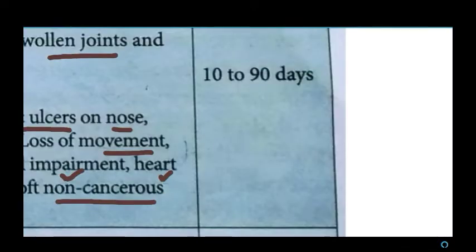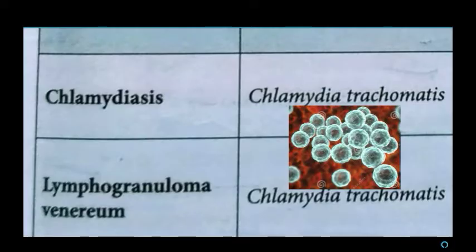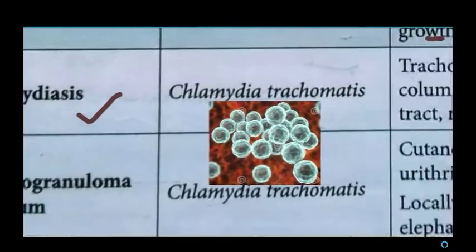Here the incubation period is about 10 to 90 days. So in order to create symptoms in different stages, it takes about 10 to 90 days. So next we are going to see about chlamydiasis. The causative agent for chlamydiasis is Chlamydia trachomatis.